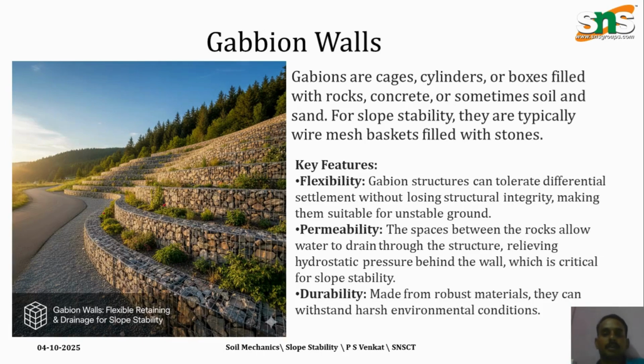Next is gabion walls. Gabion walls are cages or cylinder or box-like structures filled with either rocks or concrete, which provide stability. They are made up of mesh baskets filled with stones. It also provides permeability and durability of the structure.